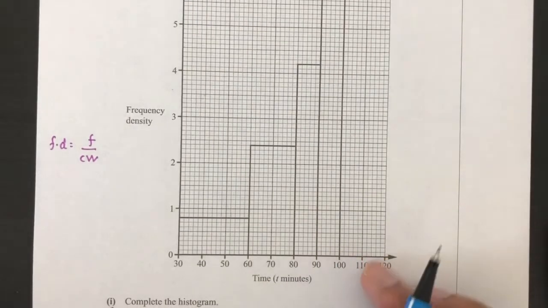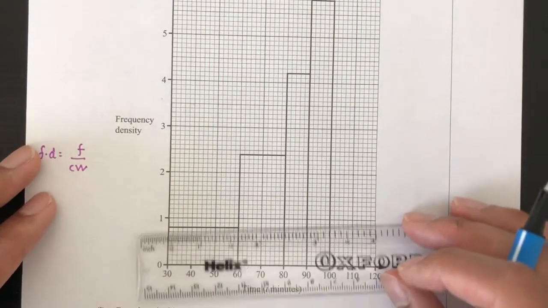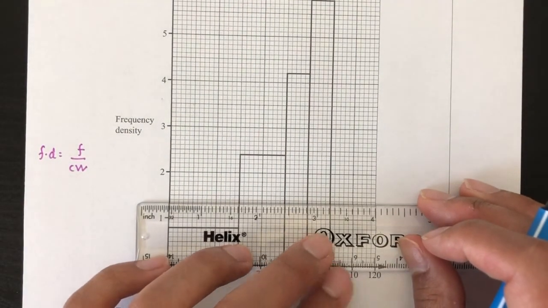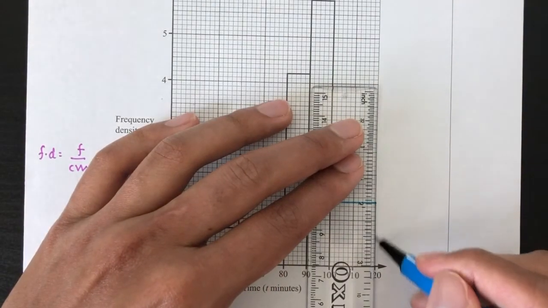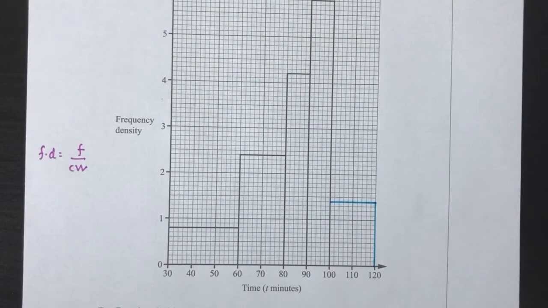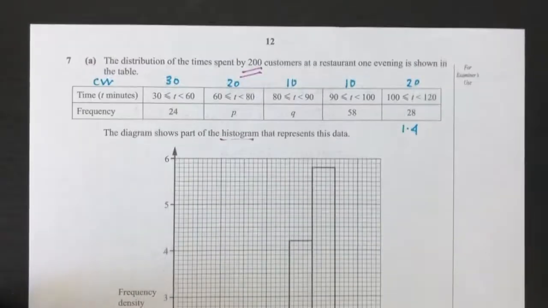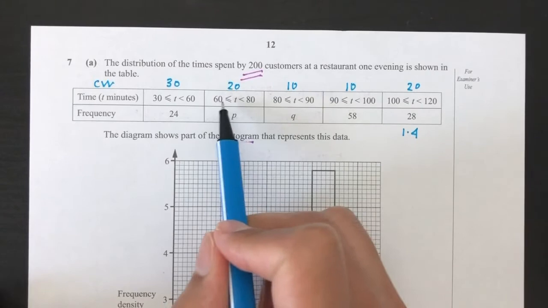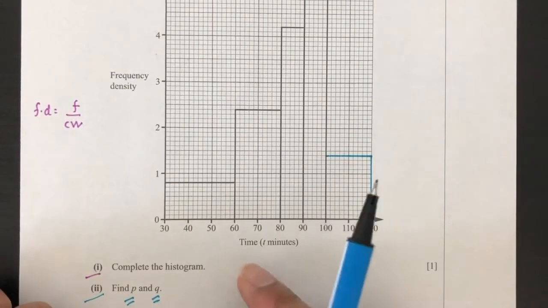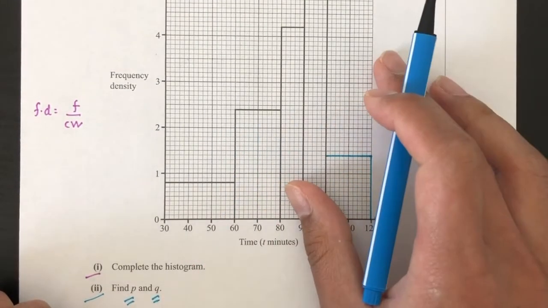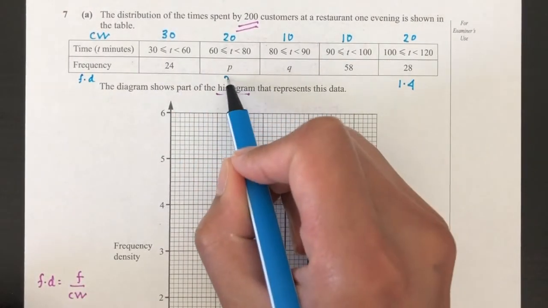So let's draw a line, 1.4 for 100 to 120. 1.4 will be about right here. Okay, this will be your histogram. Now, part 2, find the values of P and Q. So P and Q will be the frequencies for these two groups. So for this first group, what is the value for frequency density? So 60 to 80, the value here is 2.4. So let's use that. So FD will be 2.4.